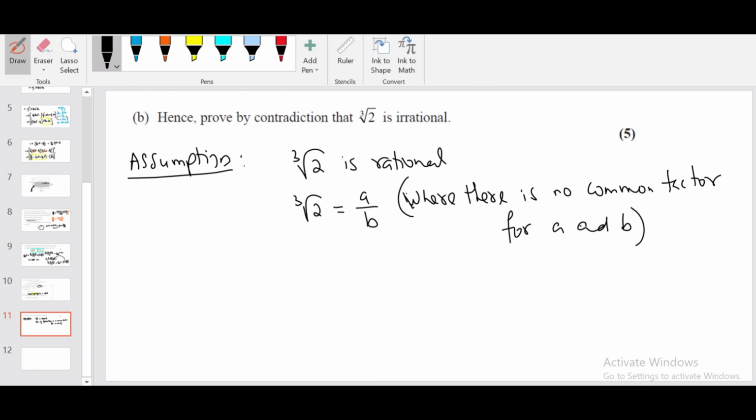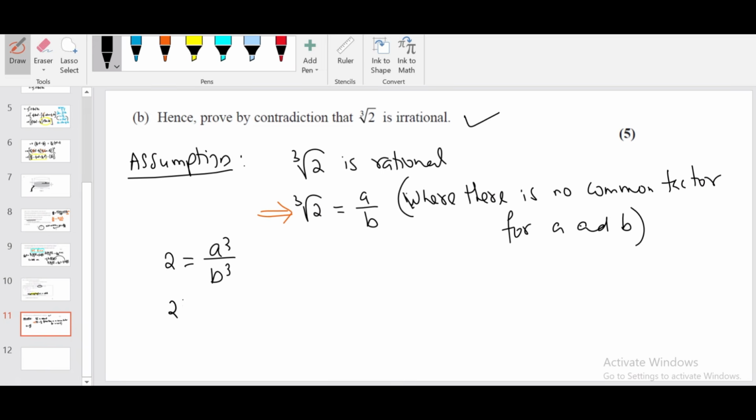And then we will write which contradicts the assumption, therefore the assumption is wrong. If the assumption is wrong, automatically this is correct. That's what we are going to do. So this step, the second step, is very important. There is no common factor for a and b. That means it's a simplified fraction. Now here, cube both sides. So you will get 2 is equal to a cube over b cube.